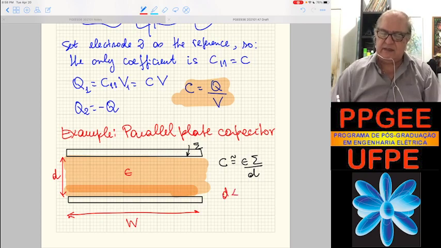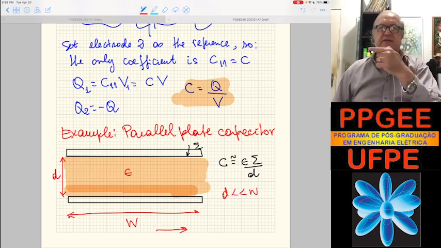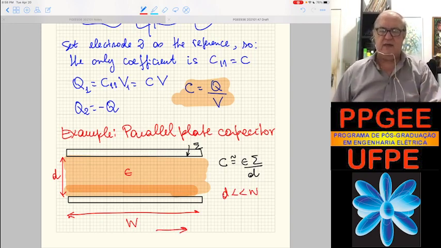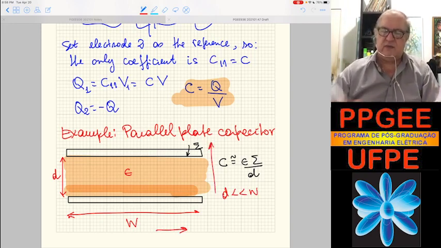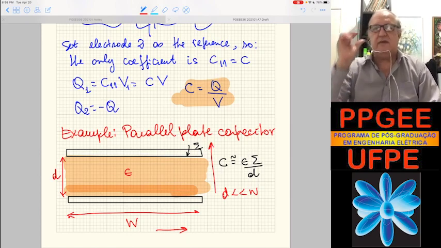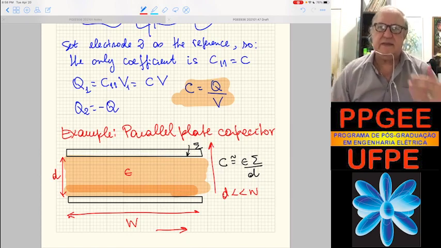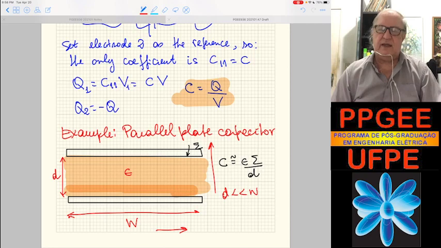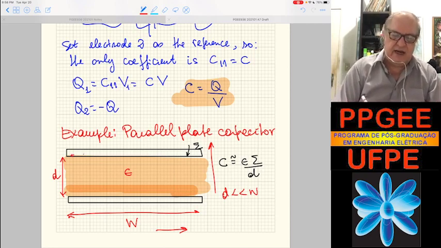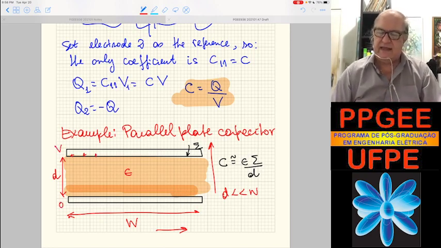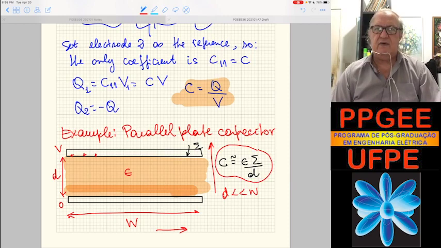So for D much smaller than W, you can assume that the potential doesn't depend on this coordinate, the normal coordinate, but depends only on this one. Then you have a potential in Cartesian coordinates that depends linearly on the coordinate. You can easily find the field and the induced charge on this electrode. Let's apply a voltage V0 here. Then you find that the capacitance is approximately epsilon area over D.